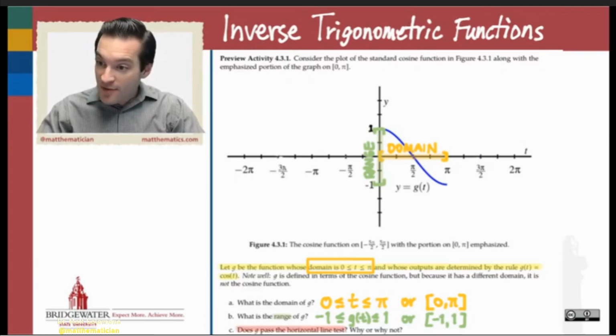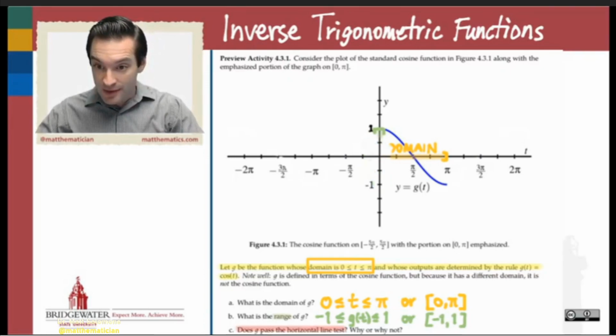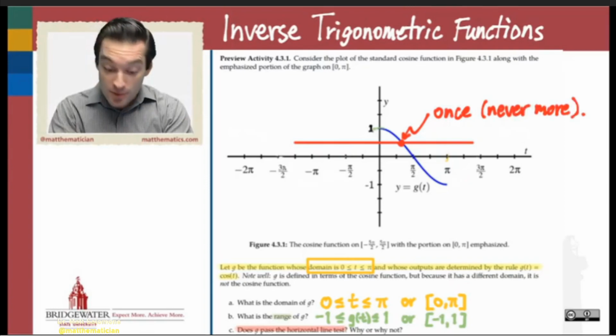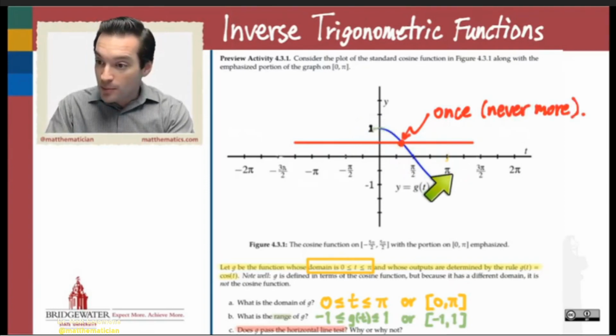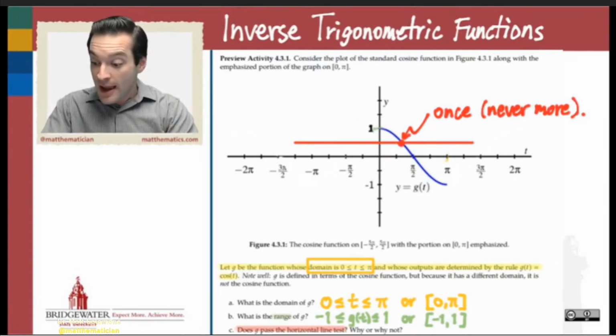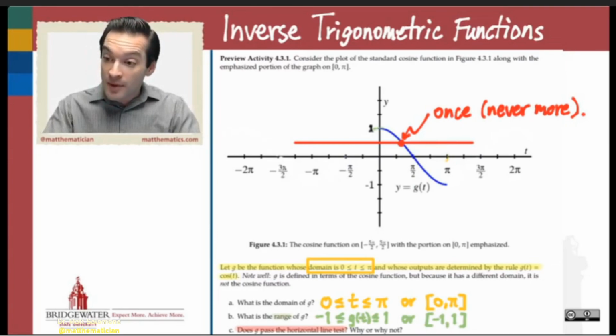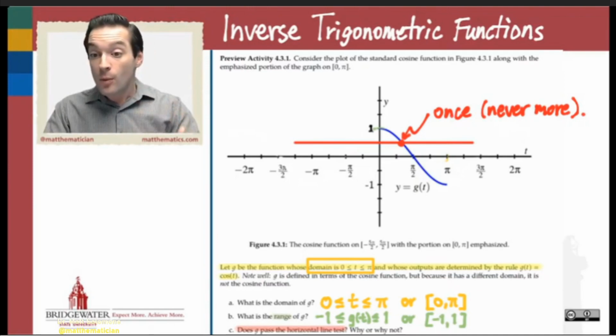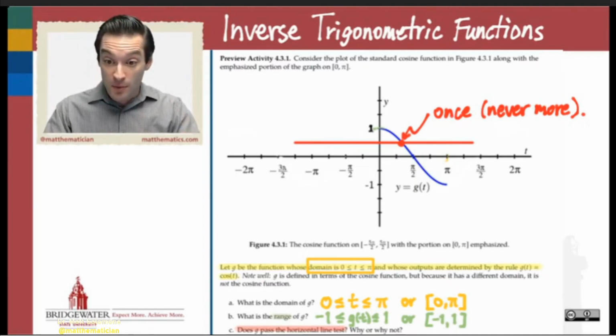So does my graph pass the horizontal line test? It absolutely does. Because remember, we're just thinking about this one blue piece of the curve right here. And any horizontal line that I can draw is only going to intersect that blue piece of curve at most one time. It never intersects it more than once. So does this graph pass the horizontal line test? Yes, it does.